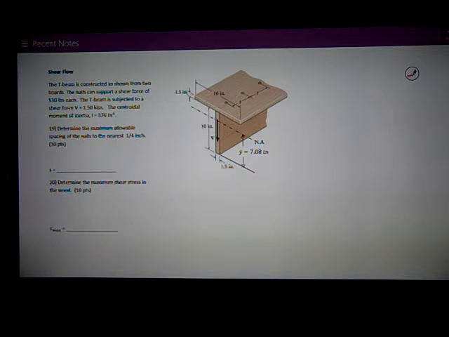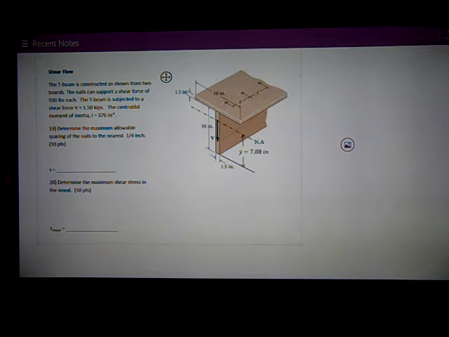Starting with the setup, I've got the T-beam constructed from two boards with nails connecting them. The nails can support a shear force of 550 pounds. So before I go very much further, I want to go to my equation sheet and write down the applicable formulas so I can see what I know, what I don't know, and how to get there.